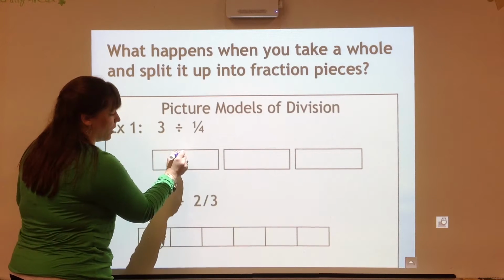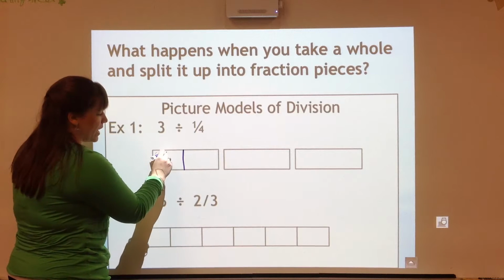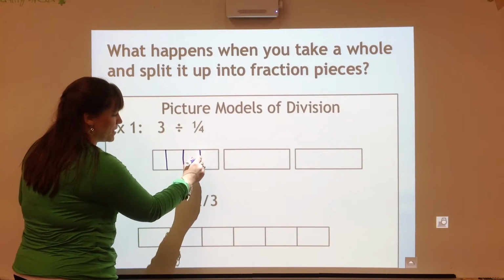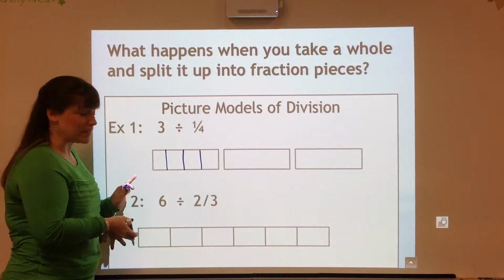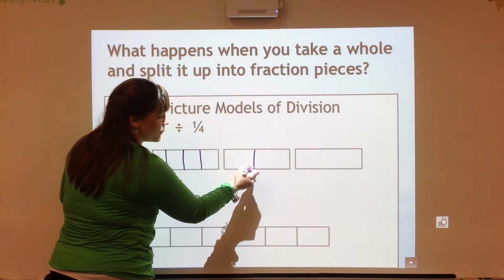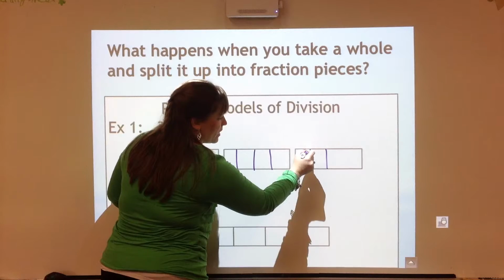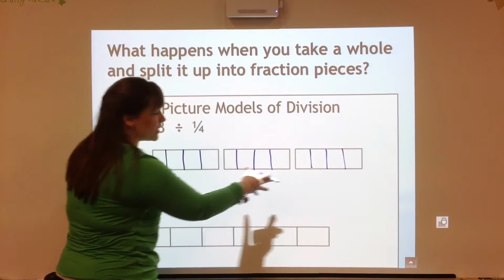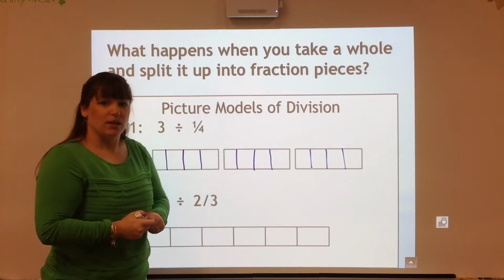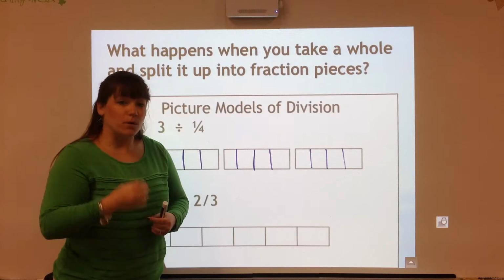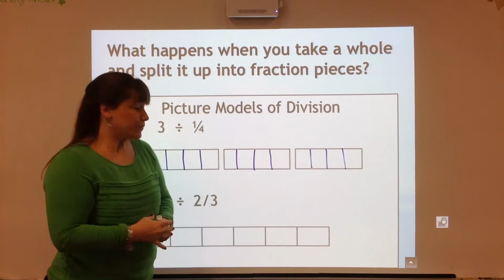So I want you to draw a line in the middle and then split them in half on each side so you have 4 pieces, and do the same for the second cake and then the same for the third cake. You have just split your 3 cakes or rectangles into 4 pieces each.